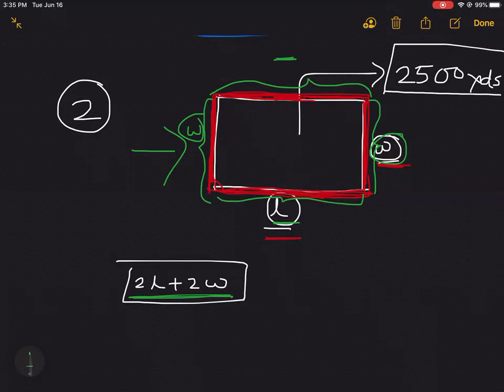Your perimeter is actually the sum of all the sides, and we know we have a fence of 2,500 yards, so this equals this. Now the question says, what are the dimensions of the rectangle that encloses the most area?